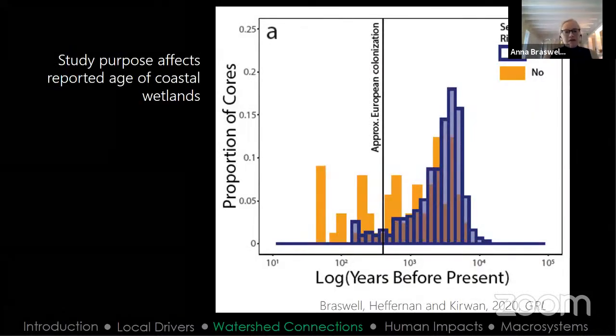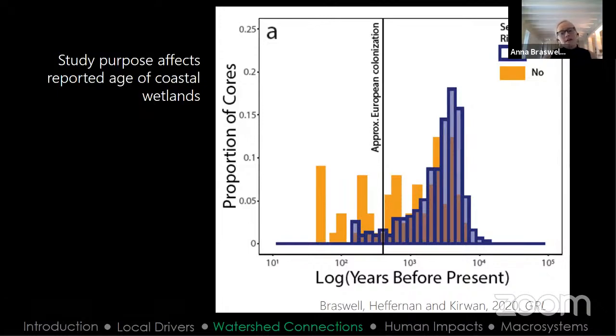So I want to start with this one. We have the proportion of cores on the y-axis and the age on the x-axis, and this black line is approximately European colonization. The first thing that we found was something we didn't expect to find, which is that in our database, the intent of the study really changed the results that we were seeing.